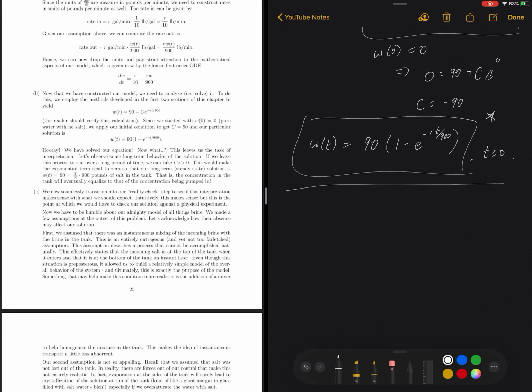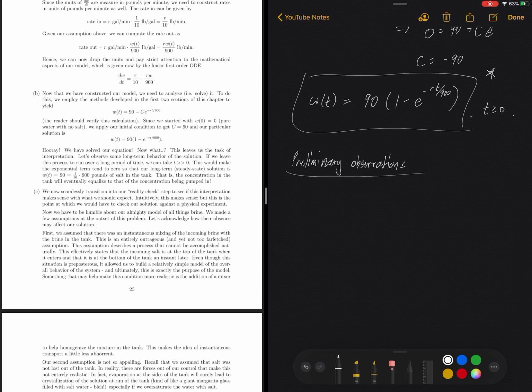All right, excellent. So there's a couple of things that we can notice about this. First of all, we are done with the analysis here, or are we? No. So, preliminary observations. This would probably still fall under the second step of the modeling process.